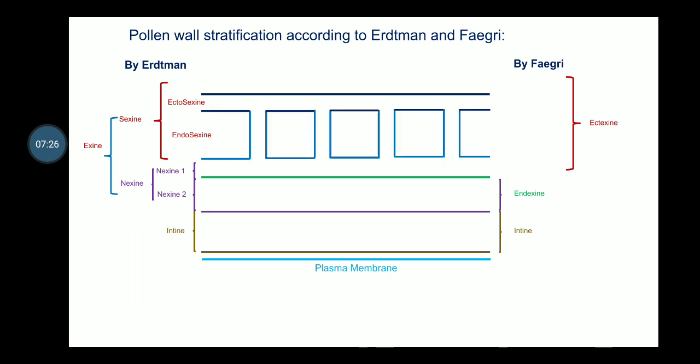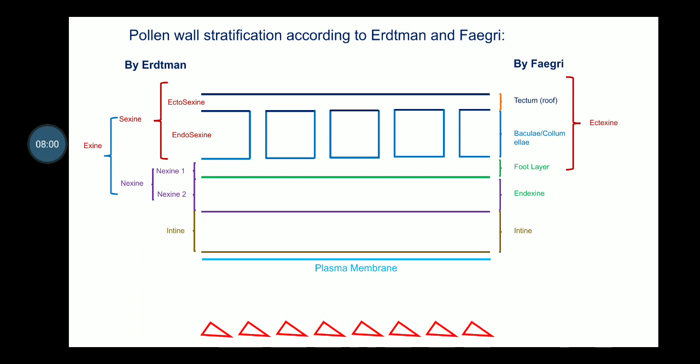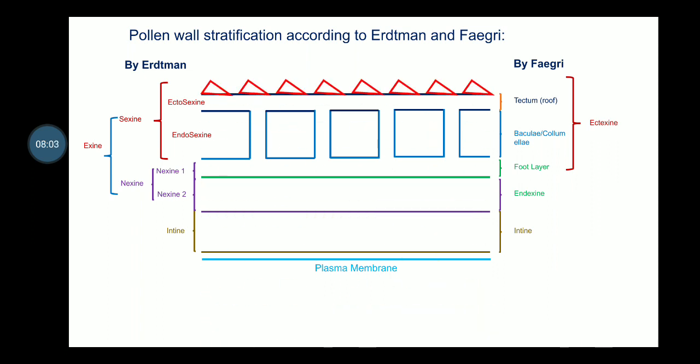while Erdtman says that endosexine is composed of some box-like structures, and ectosexine is a continuous structure, but this box and column-like structure is named by Faegri as bacilli and columella, and the continuous layer is known as tectum or roof, and in the outermost layer there is some ornamentation.